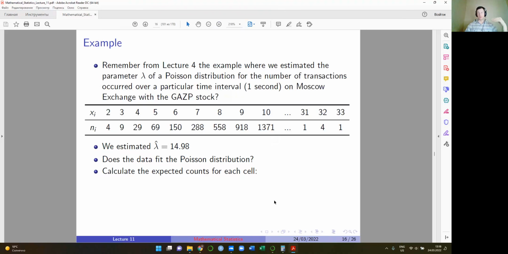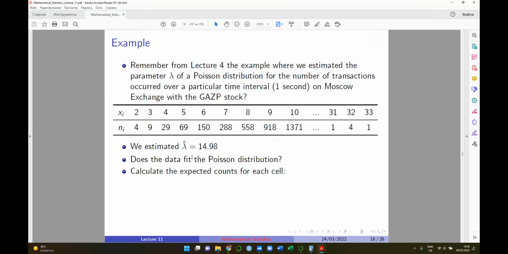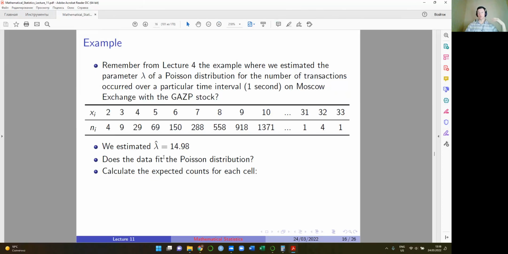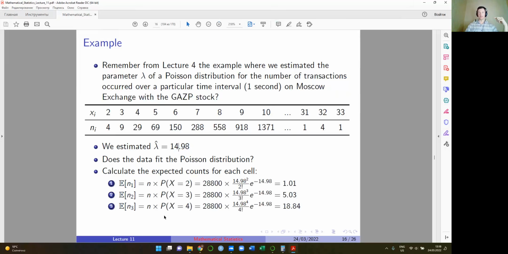But if we want to calculate these probabilities for the Poisson distribution, we need to know lambda. We don't know the lambda. We don't know the true population lambda. Therefore, we estimate this lambda first. We did this in lecture number 4. And then, with the help of this lambda hat, we will be able to calculate these probabilities.